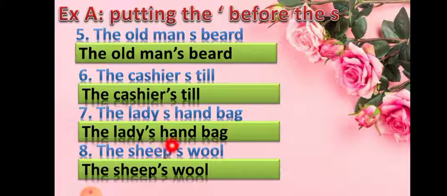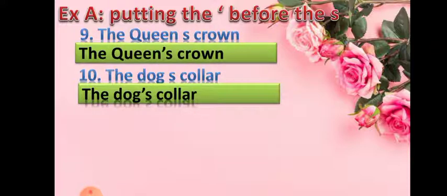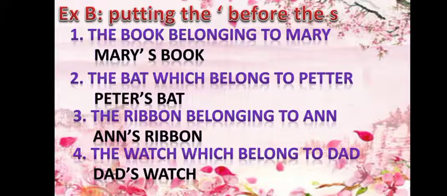This apostrophe and S shows the things belonging to someone. Exercise A, statement number 9. The queen's crown, apostrophe and S. Number 10. The dog's collar. This apostrophe and S shows that this collar belongs to the dog. Now we are going to do exercise B.